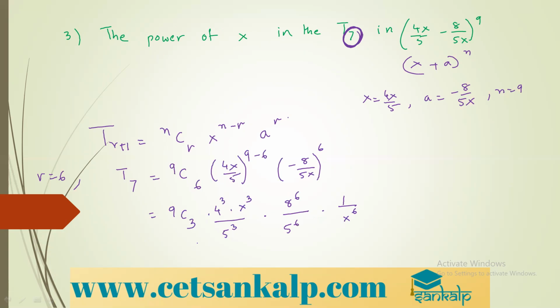So they are just asking you the power of x. I have x cube by x power 6. See, only the power of x they are asking in the question. So x power is minus 3. That is what you have to tell in the answer. The power of x is minus 3. That's it. Very simple.